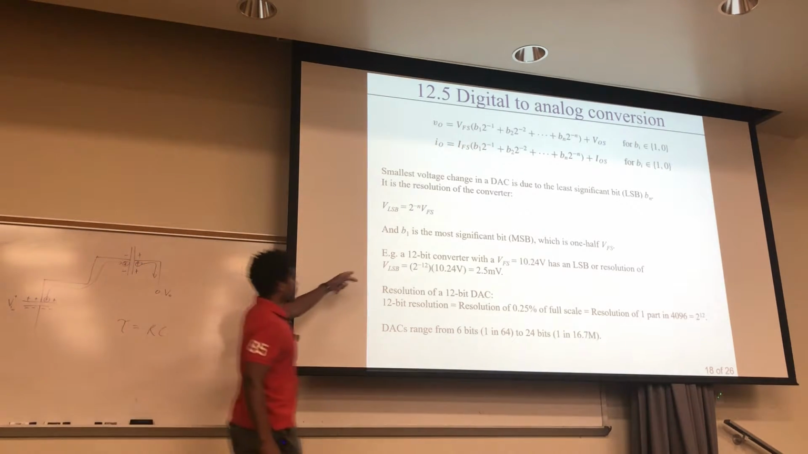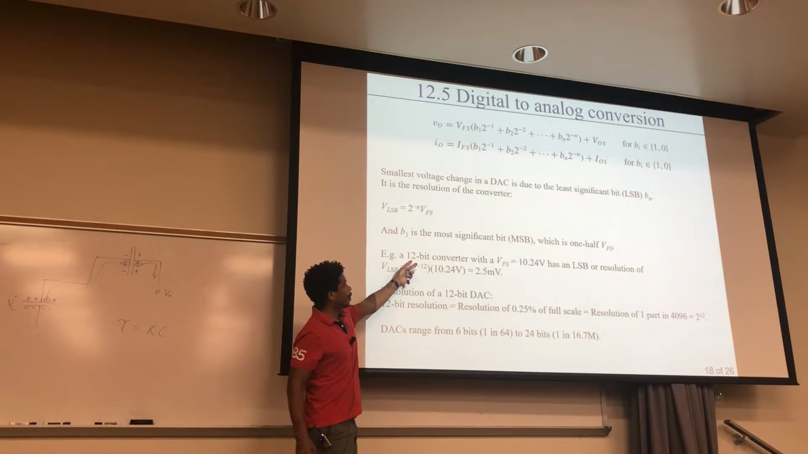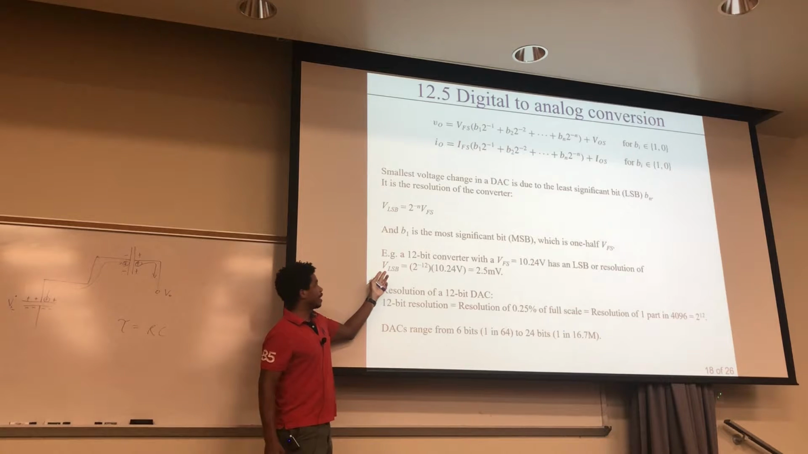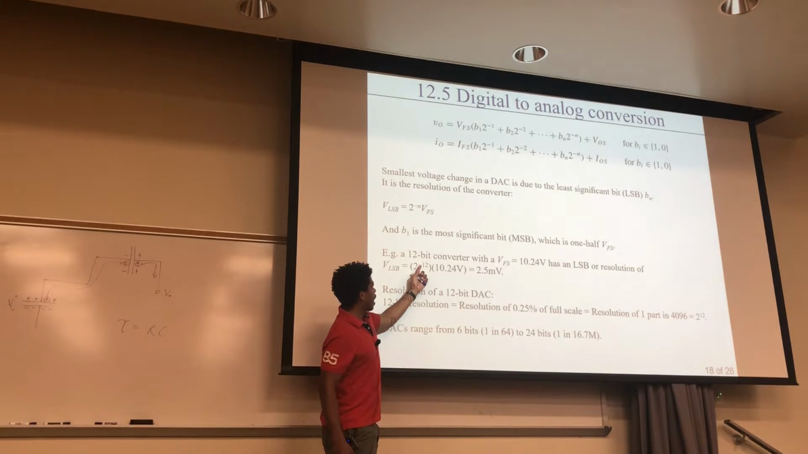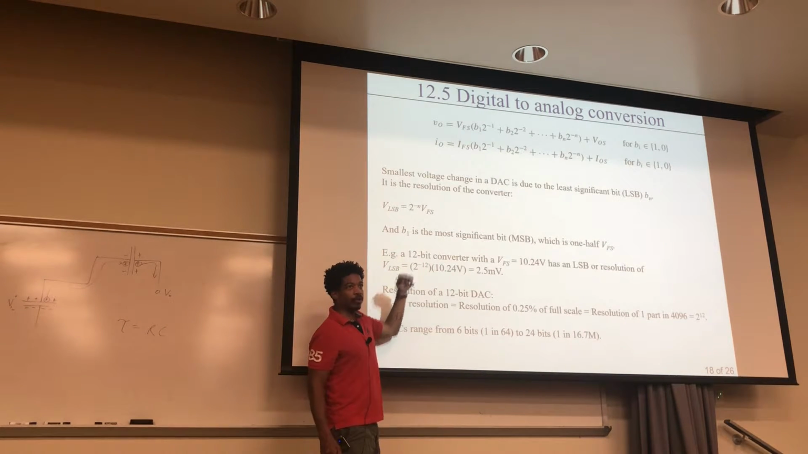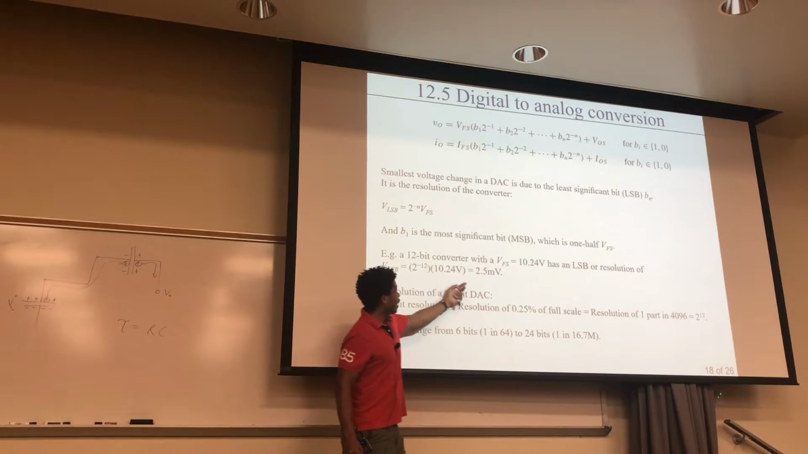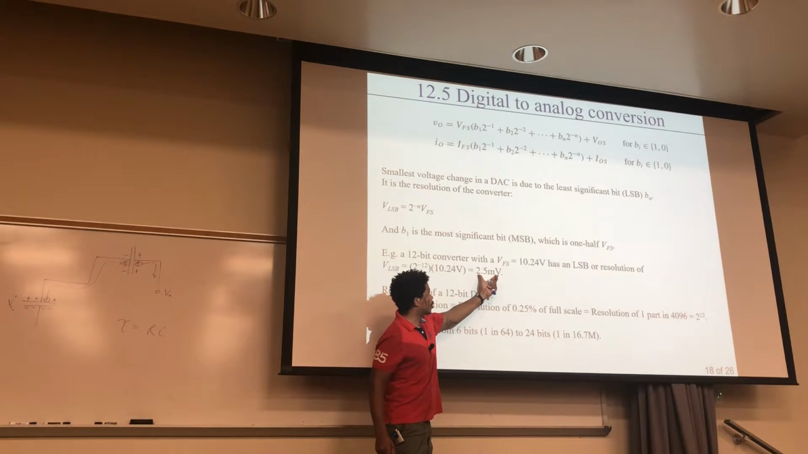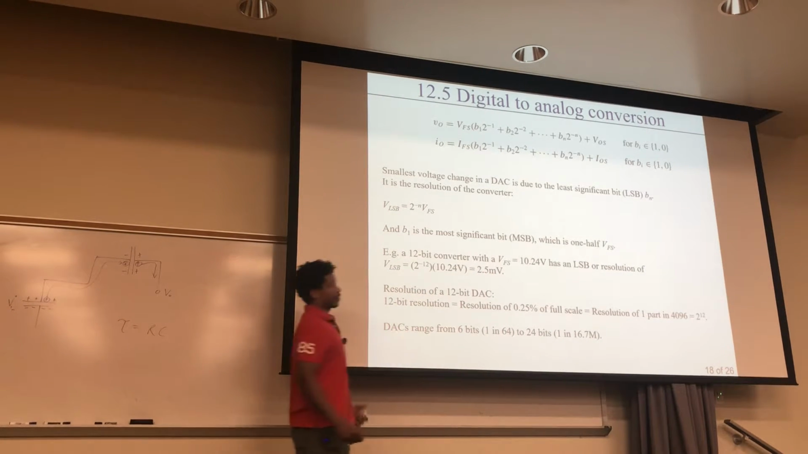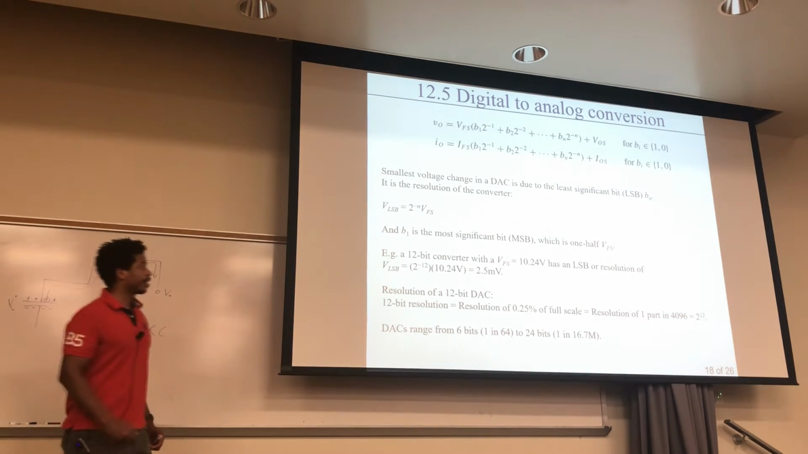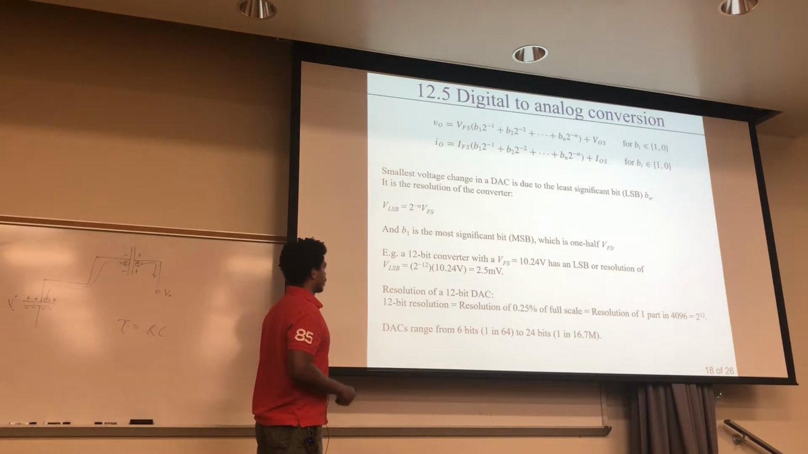And here's an example. Let's say you have a 12-bit converter, right? And let's say your full scale voltage is 10.24 volts. Then here's what your least significant bit is for your voltage. It's going to be 2 raised to the power of negative 12, which is just 1 over 2 to the 12th, multiplied by your full scale voltage. And so the smallest resolution of change is going to be 2.5 millivolts. Can't get smaller than that in the ideal case. So it's like these quantum changes.